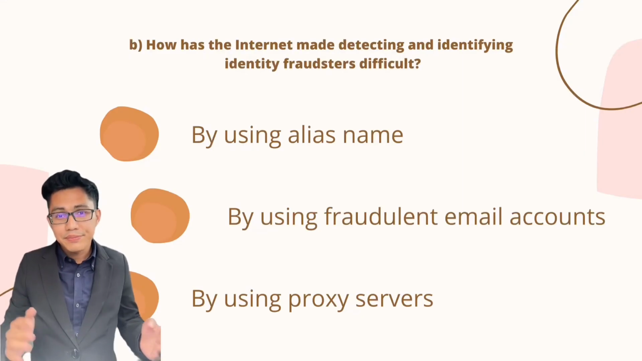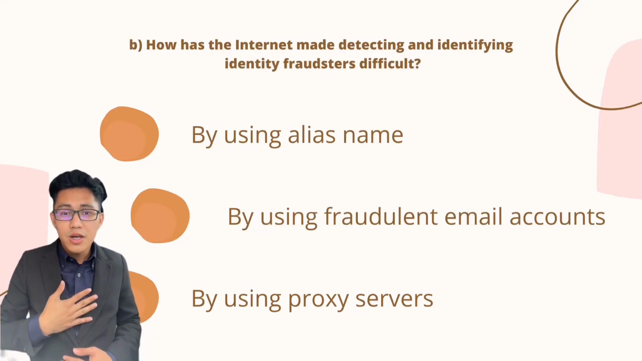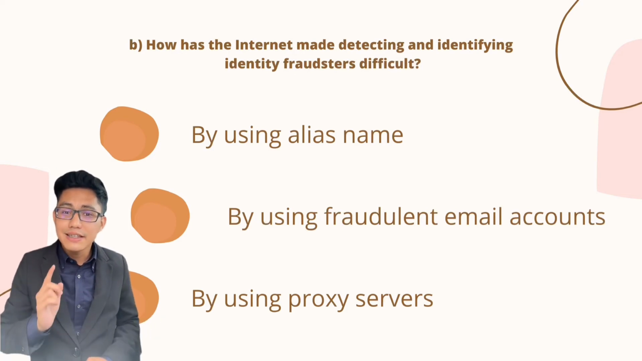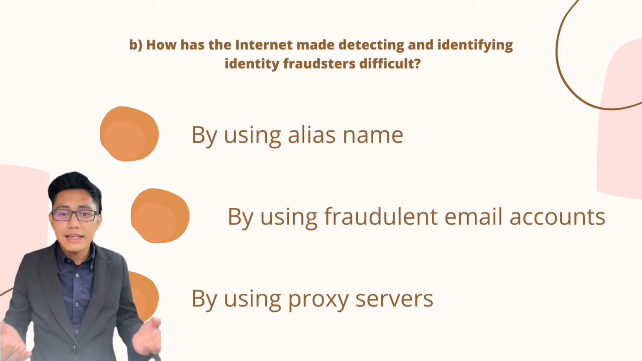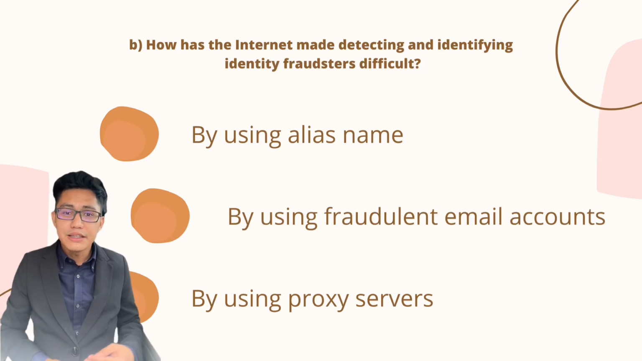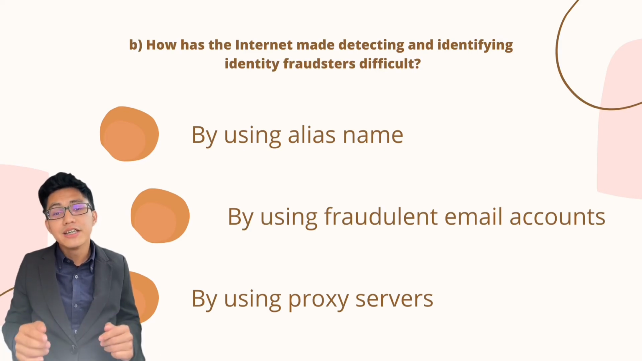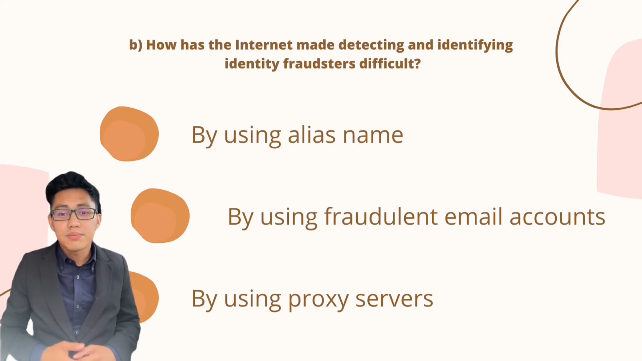Thank you, Diana. I'm Muhammad Dinab Khori, and I will be presenting question B, which is how the internet has made detecting and identifying identity fraudsters difficult. First, the internet made detecting and identifying identity fraudsters harder when the Shadow Crew organization used alias names to mask their genuine identity when executing a fraud.